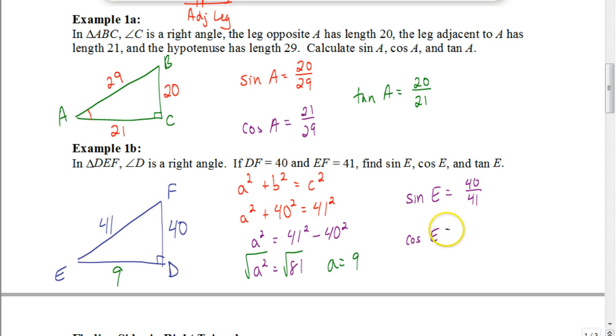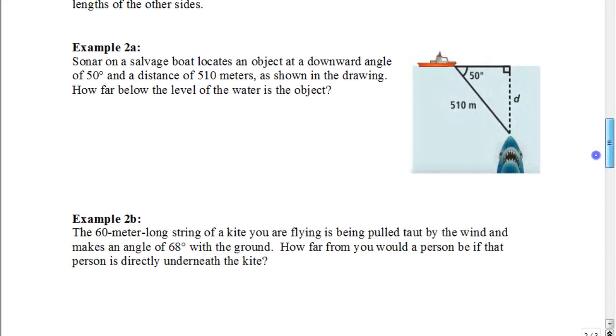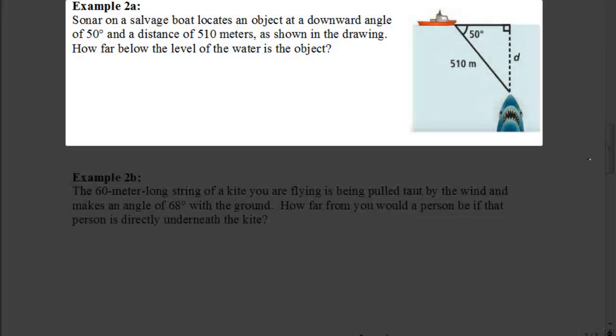The cosine of E is going to be the adjacent over the hypotenuse, so that's going to be 9 over 41. The tangent of E is going to be the opposite over the adjacent, so we get 40 over 9. And that would be your answer. Let's look at some other more applicable situations for the sine, cosine, and tangent.